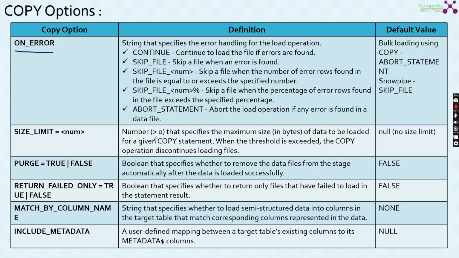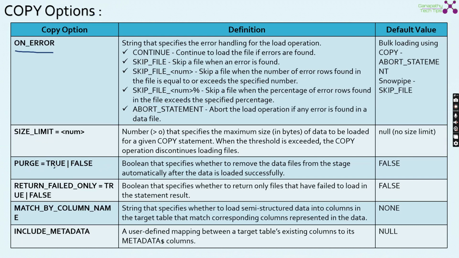So the number which is greater than 0 specifies the maximum size in bytes of data to be loaded for the given copy statement. When the threshold is exceeded, the copy operation discontinues loading files. As simple as it is. If you want to limit the size of data which is loaded as part of the copy into, then we can very well utilize this size limit.